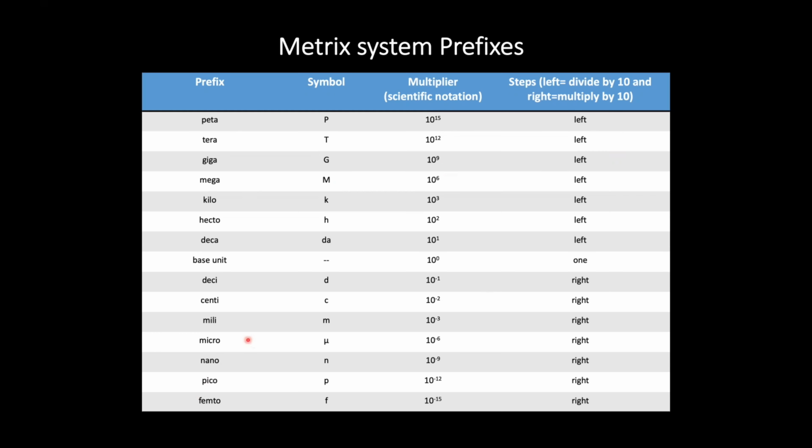Now if we look at micro, nano, pico, and femto, here are those symbols and their multipliers. Again, those are now going to the right each time, and remember, each time you go to the right, you're multiplying by 10. Now, if we go back to the symbol, the micro symbol is mu. That's a Greek letter. So if you're taking some advanced classes, you might also want to look at the Greek letter system as well.